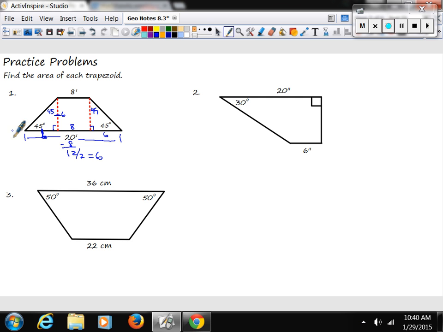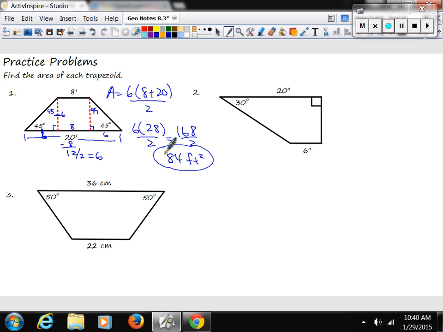So now we can get our area. 6 times 8 plus 28, divided by 2. 6 times 28 over 2. 168 over 2, which is 84 square feet. So there is your area for the first one. Without the height, we figured it out and we got the area.